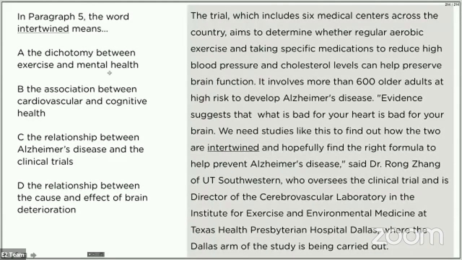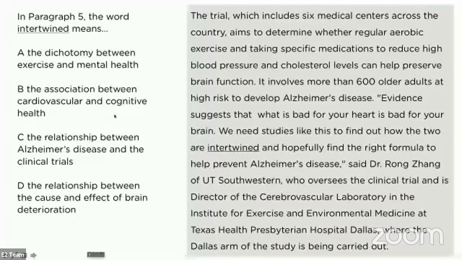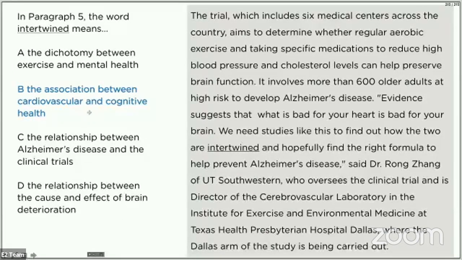First of all, I'll just tell you what the answer is. The answer is B. Let's just find out why it's B, the association between cardiovascular and cognitive health. So we go here, we find the word intertwined. Let's read this sentence. We need studies like this to find out how the two are intertwined. What two? And hopefully find the right formula to help prevent Alzheimer's disease. The two. So what's he talking about here, or she talking about with the two? Well, we need to go back a sentence.